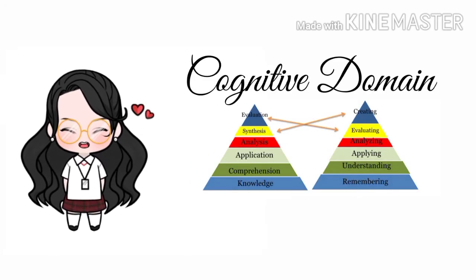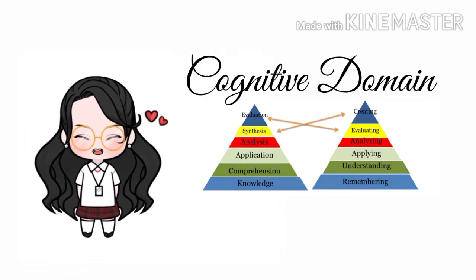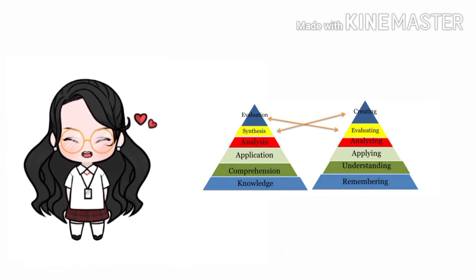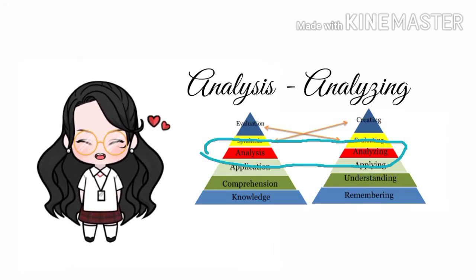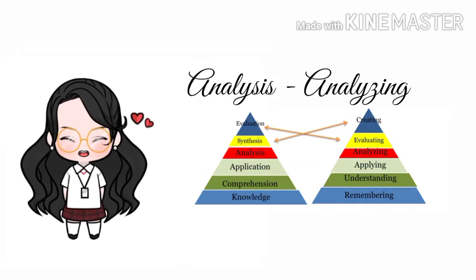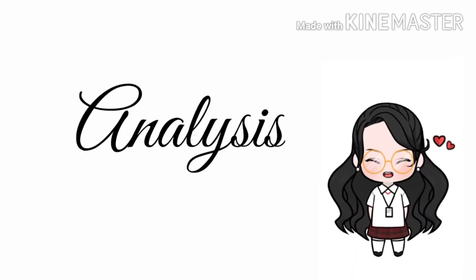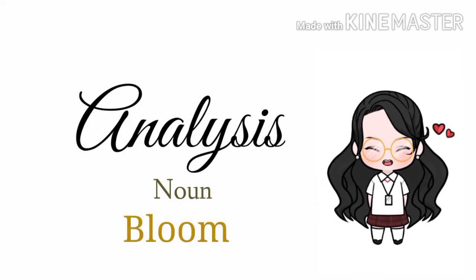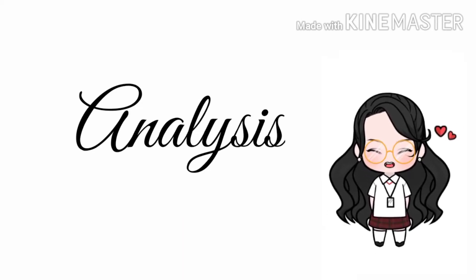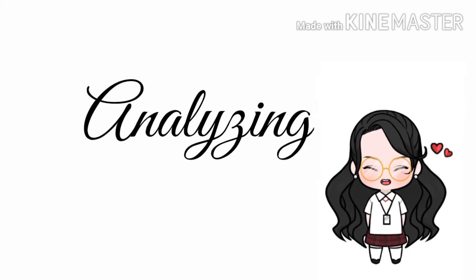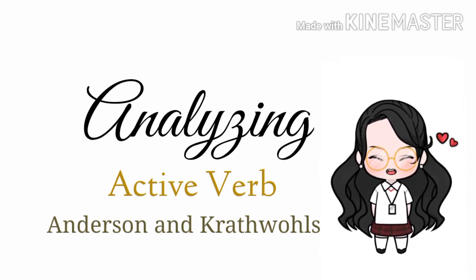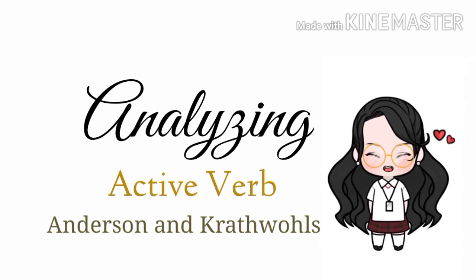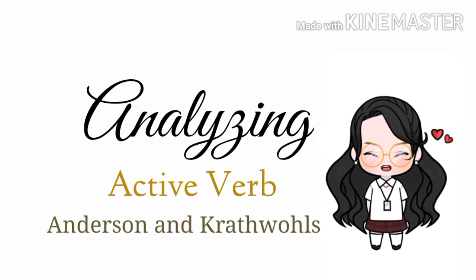activities and skills. And now, let's discuss one of the outcomes of mental activity in the cognitive domain in Bloom's Anderson Revised Taxonomy, which is analysis and analyzing. Analysis was a noun form in Bloom's first taxonomy, while under the revised version of Anderson and Krathwohl, analysis transformed into analyzing, which is an active verb form.